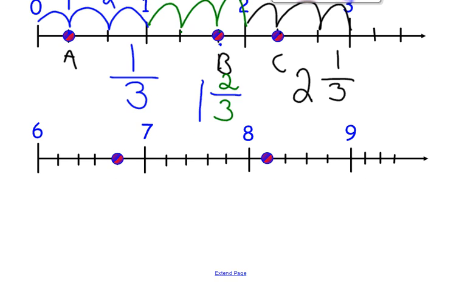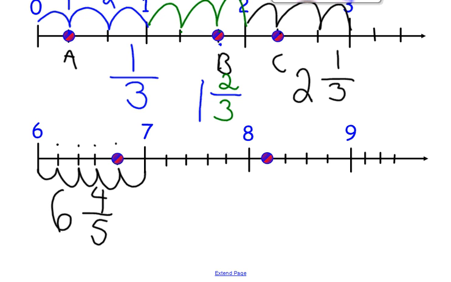As we go down to our second number line, we have different sets of hash marks here. The first thing we need to do before we start figuring out our fraction is figure out how many spaces there are, so we count the spaces: 1, 2, 3, 4, 5. Understanding that there are 5 spaces, that means we're working with fifths. We start at 6 in this case, so we're in between the 6 and the 7, so it's 6. And what fraction? Now we count the marks: 1, 2, 3, 4. 4 out of the 5 marks.